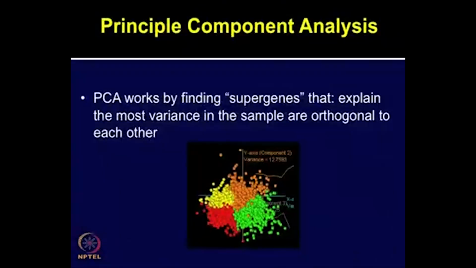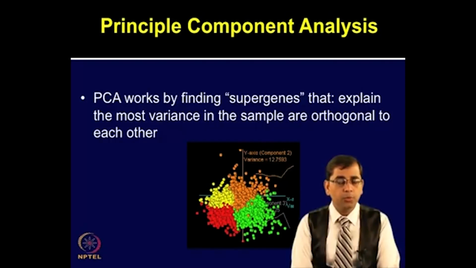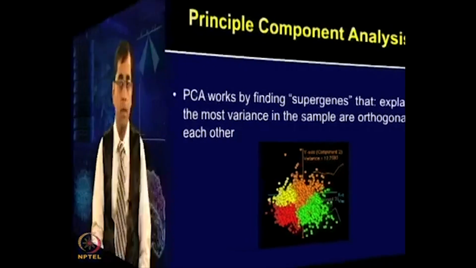Principal component analysis or PCA. Principal component is the linear combination of optimally weighted variables to test whether the protein expression is consistent throughout multiple samples from the same experimental group. They can be used to identify the protein outliers, mismatch spots, etc. The PCA works by finding supergenes that explain the most variance in the sample and are orthogonal to each other.